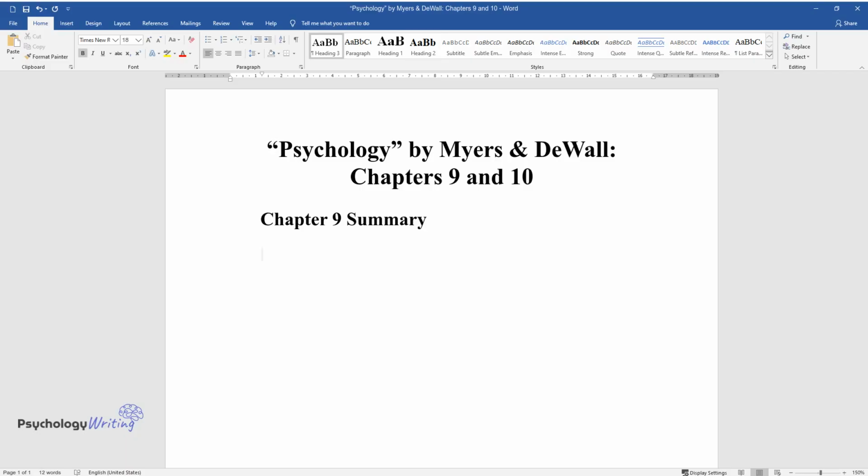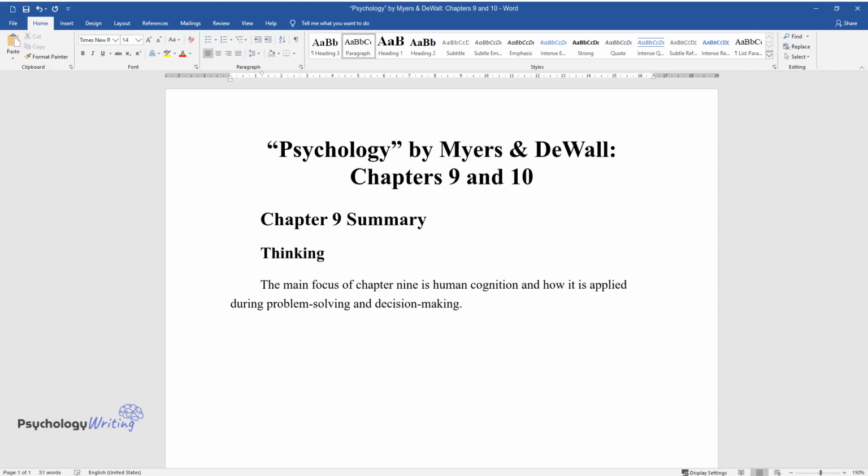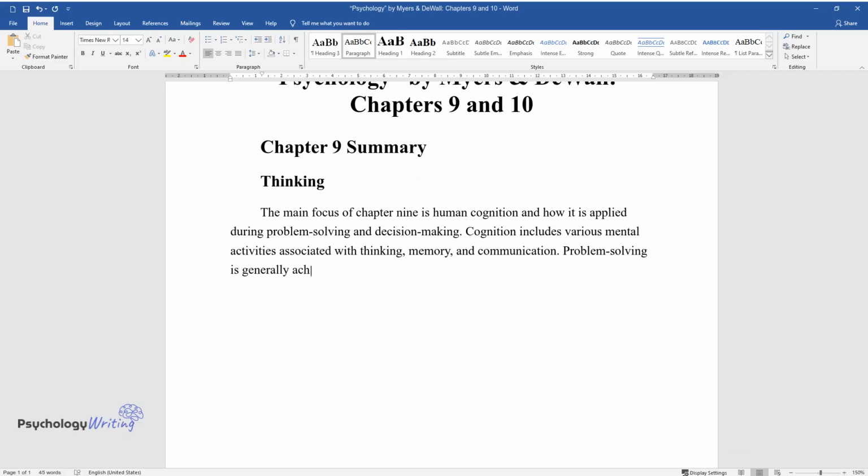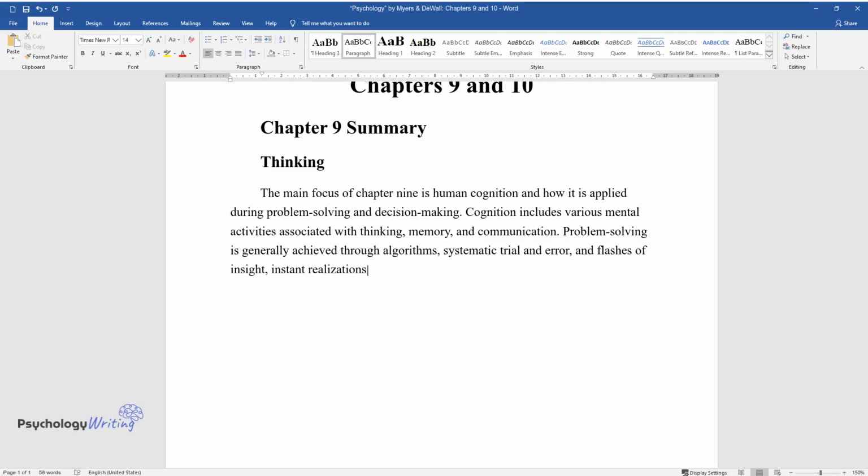Chapter 9 Summary. Thinking. The main focus of Chapter 9 is human cognition and how it is applied during problem-solving and decision-making. Cognition includes various mental activities associated with thinking, memory, and communication. Problem-solving is generally achieved through algorithms, systematic trial and error, and flashes of insight, instant realizations of solutions.